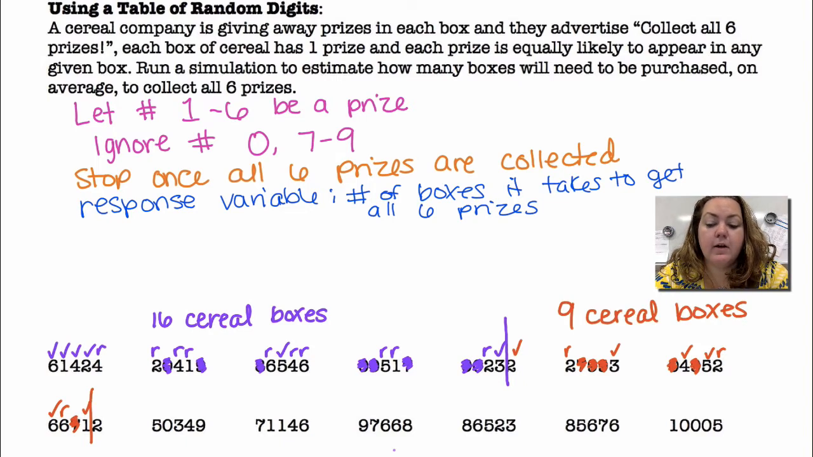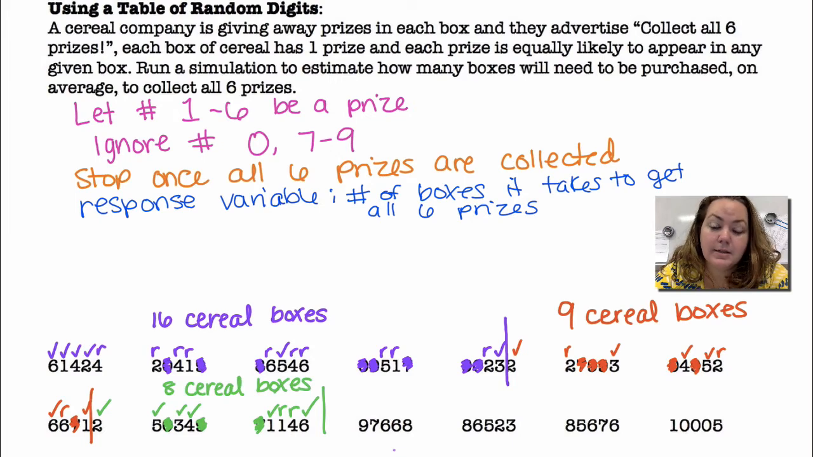All right, and I think I have enough to do a whole other trial. So 2 is a new prize. 5 is a new prize. 0, ignore. 3 is a new prize. 4 is a new prize. 9, I'm ignoring. 7, I'm ignoring. 1's a new prize. The next one's a repeat. 4 is a repeat. 6 is a new prize, and that's all 6 of the prizes. That time, it only took 8 cereal boxes.